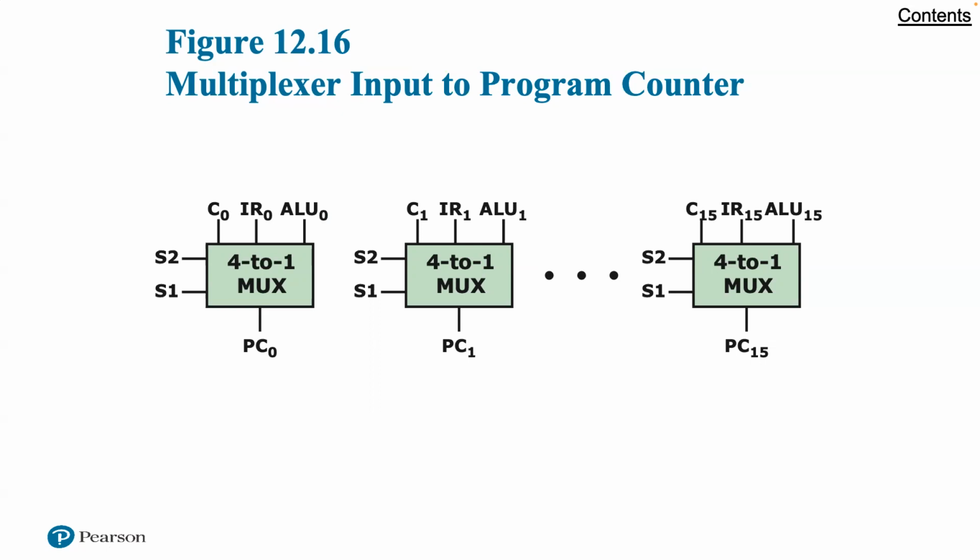These various inputs could be connected to the input lines of a multiplexer with the PC connected to the output line. The select lines determine which value is loaded into the PC. Because the PC contains multiple lines, multiple multiplexers are used, 1 per bit. Figure 12.16, as we're showing here, illustrates this for 16-bit addresses.